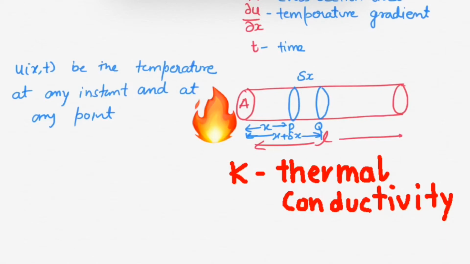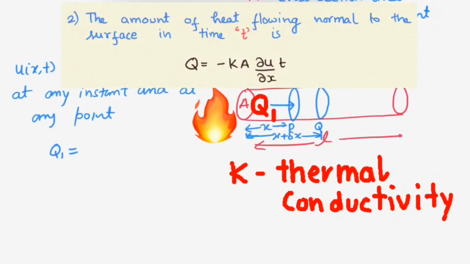Now if heat Q1 is being transferred through this side of the element in time delta T, then that heat quantity Q1, using fact second, will be minus K A del U over del X. Del U over del X is what? It is the temperature gradient, and for point P it will be at point X, into time delta T.